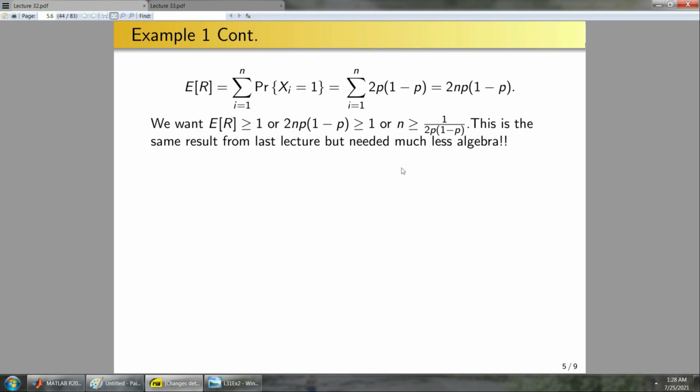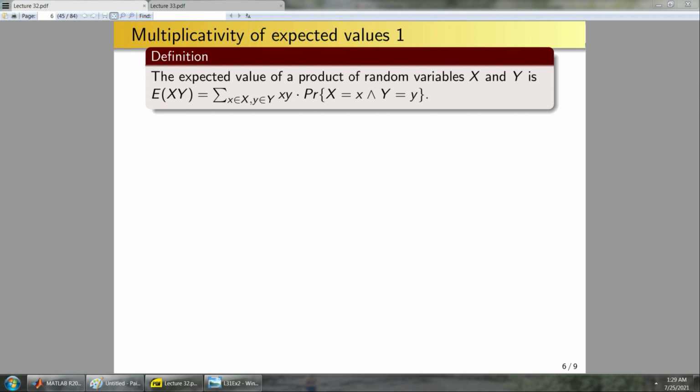So here we noticed that expected value was linear, right? The expected value of a sum is the sum of the expected values. A natural question we could ask is, does that work for products? The answer to that is sometimes.